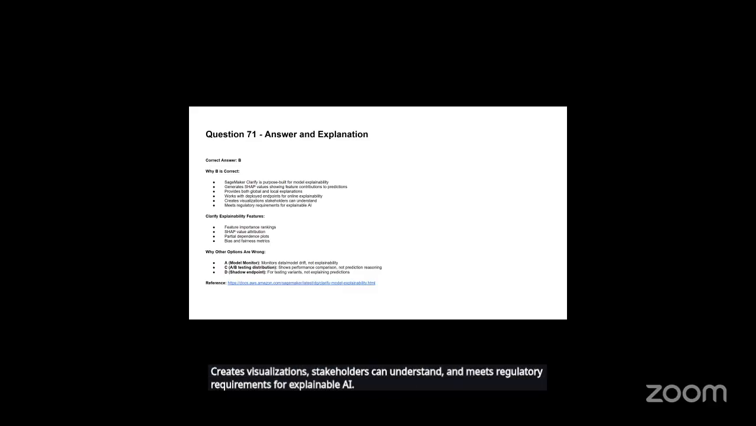SageMaker Clarify. This is purpose-built for model explainability. It generates SHAP values showing feature contributions to predictions. It provides both global and local explanations. It works with deployed endpoints for online explainability, creates visualizations stakeholders can understand, and meets regulatory requirements for explainable AI. What are the features? Feature importance rankings, SHAP value attributions, partial dependence plots, bias and fairness metrics.